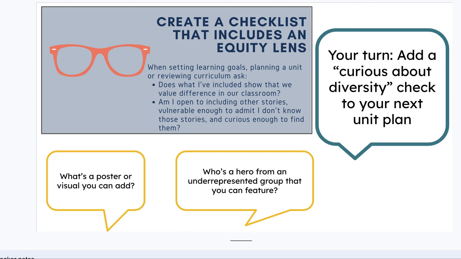And so a little bit of the process, it is not a checklist, right? Equity isn't a checklist, but yet it's okay to have a checklist in mind. Curious about diversity is a check that you can add when you do your unit planning. Have I added elements that make underrepresented groups into heroes or increases understanding of a group that my students may not know a lot about? What's a poster I could add to my classroom, or a visual or something like that?